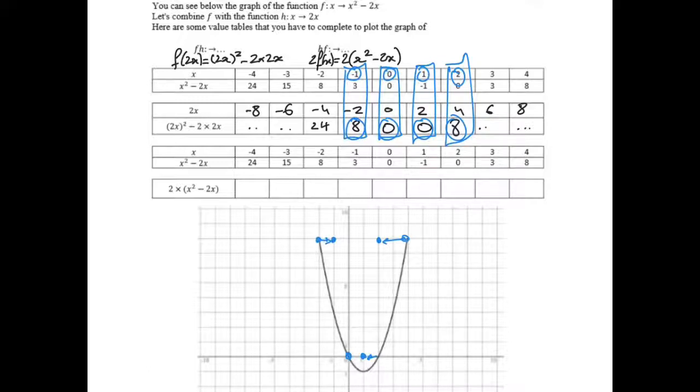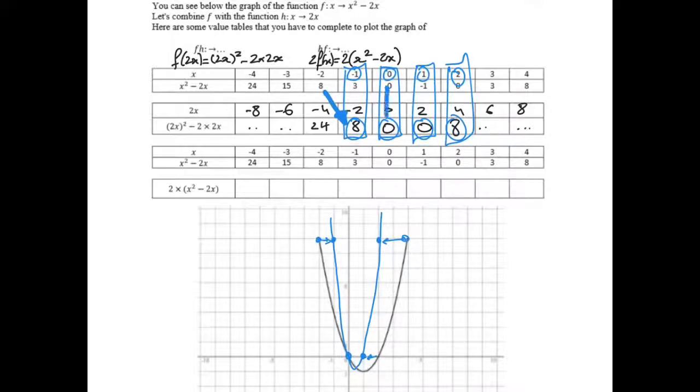So you see what's going to happen to the curve. If you try and draw it, you are actually going to get a curve like this. This is what we call a horizontal stretch with the y-axis as the invariant line with scale factor 2. From the value table here, you can maybe try and see what happened here.